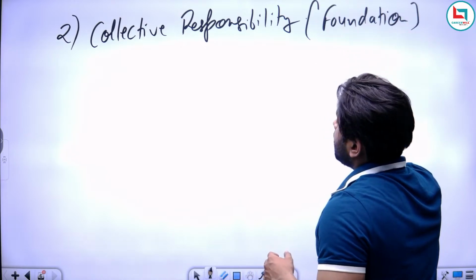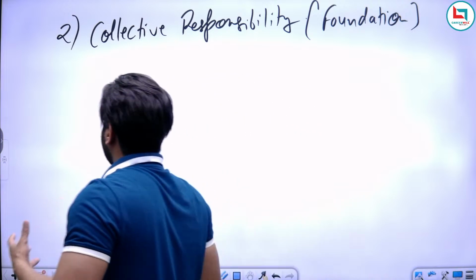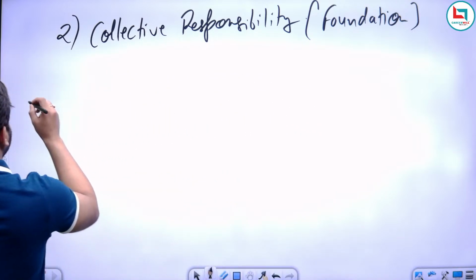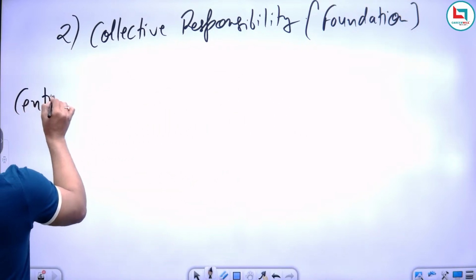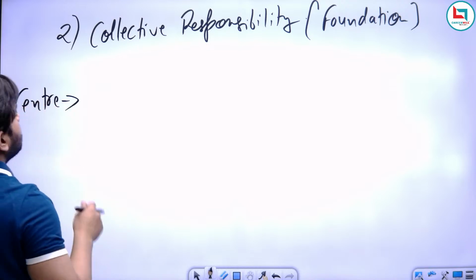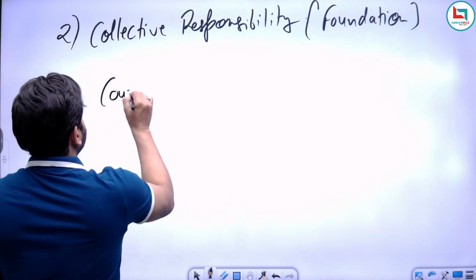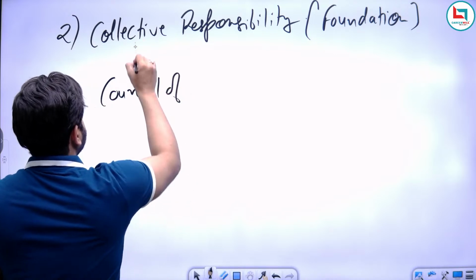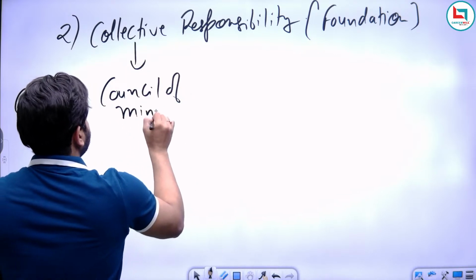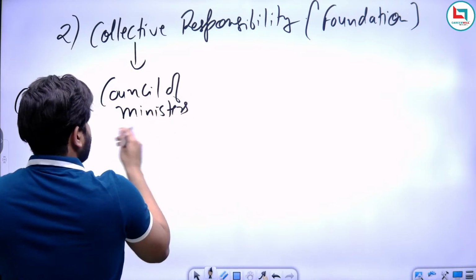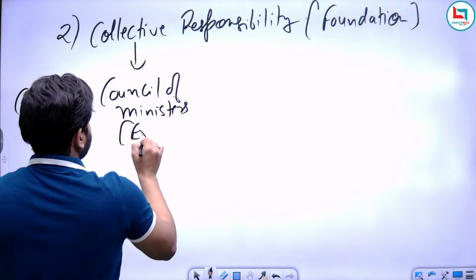Now, what is the meaning of collective responsibility? First of all, let us see the central level. Collective responsibility means all the council of ministers. Collective means all the council of ministers. The council of ministers are part of the executive.